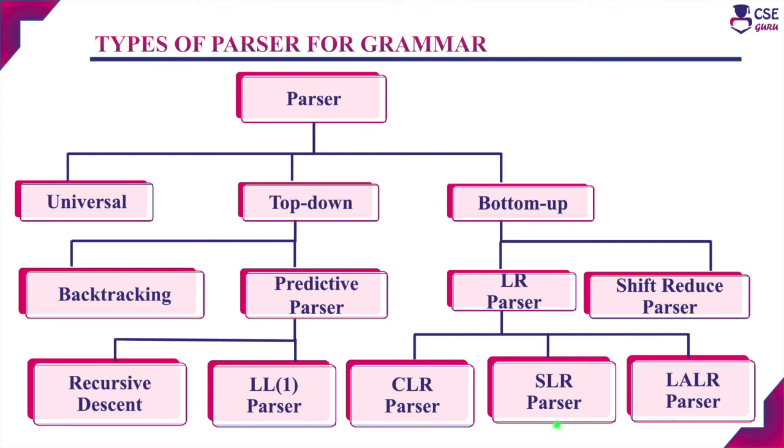There are three types of LR parser: CLR parser, SLR parser and LALR parser. The algorithm of LR parser commonly uses input buffer, stack, LR parser and the parsing table. The variations of LR parser use the input buffer, stack and the LR parser. Only the parsing table differs for CLR, SLR and LALR parsers.